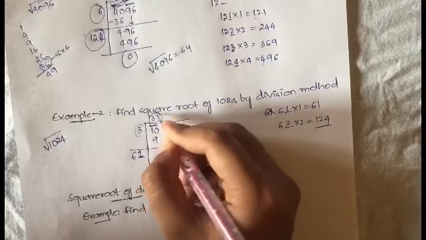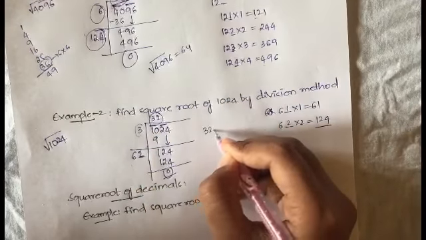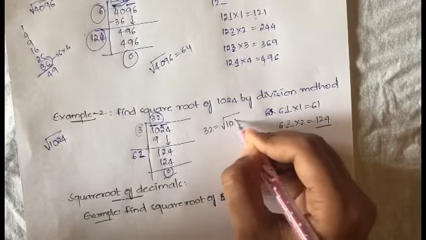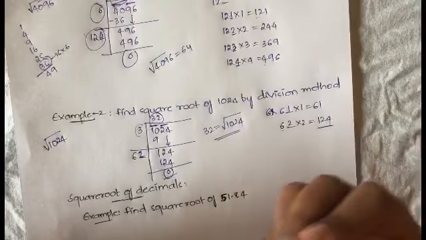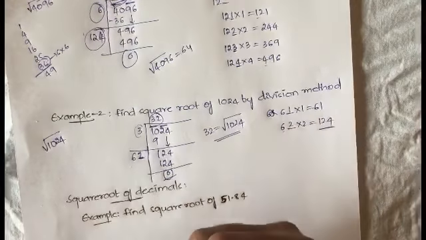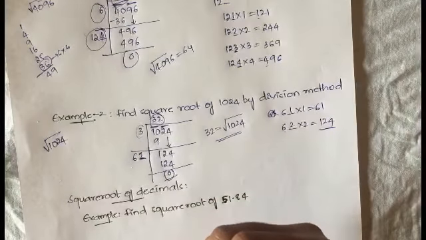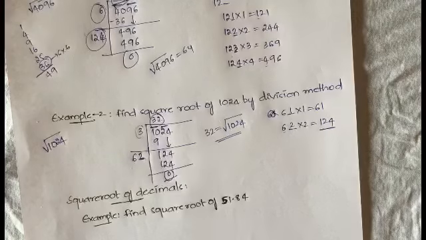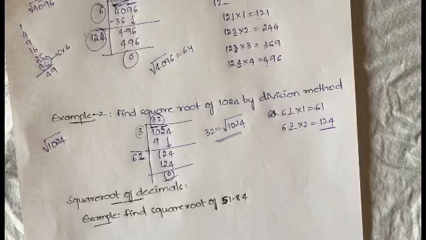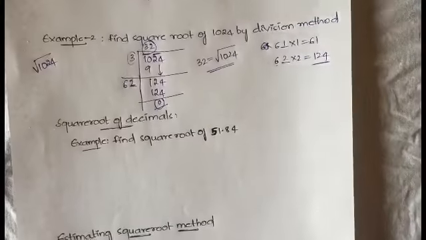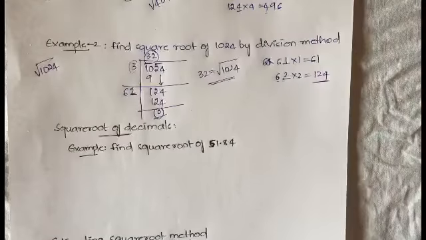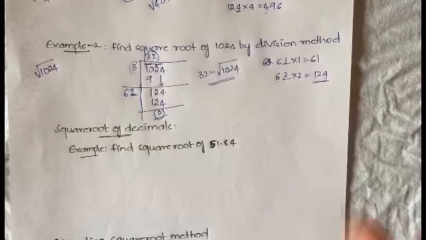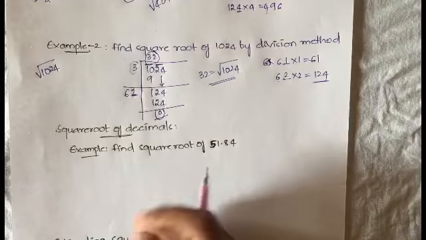And what is the number you have left over here? 32. So square root of 1024 will be equal to 32. Clear? This is how you have to solve these kind of problems. This is how you have to find out the square root by using division method. Okay, this is for whole numbers. Now let us check whether the same process is applicable for decimals or not. Okay, for the decimals also you have to do the same thing.